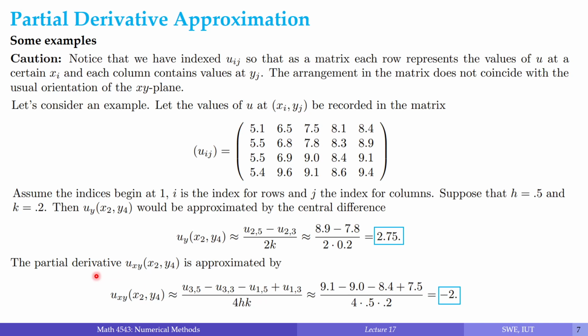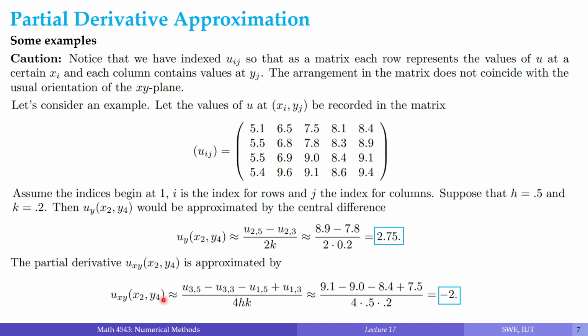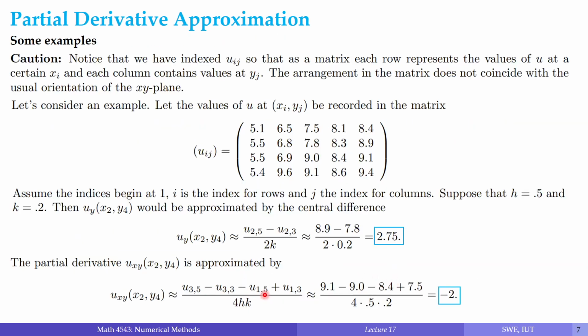Fine. So now let's do a second partial derivative. This time we'll use the final formula that we have just derived. They are asking us to find the partial derivative of the bivariate function u, first with respect to x, then with respect to y, at the same particular point, x sub 2 comma y sub 4. So we just apply this formula over here. We know our value of i is 2 and our j is 4, right? So this is i plus 1, j plus 1.